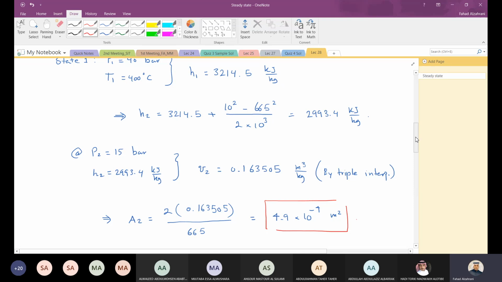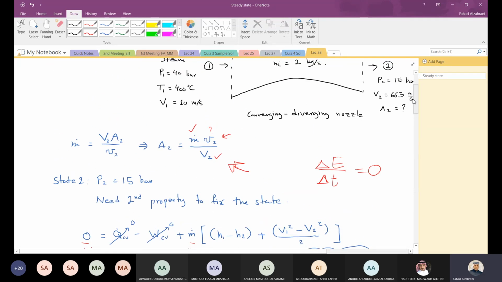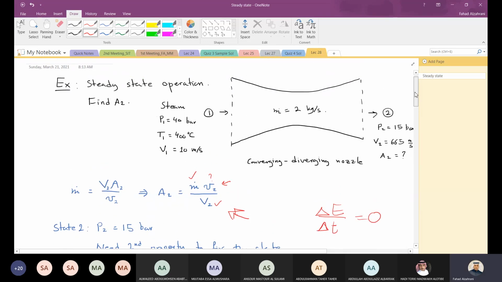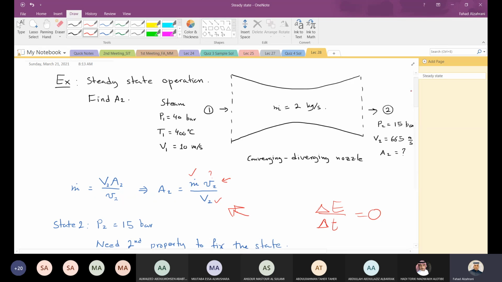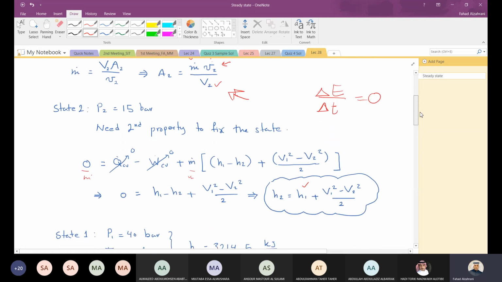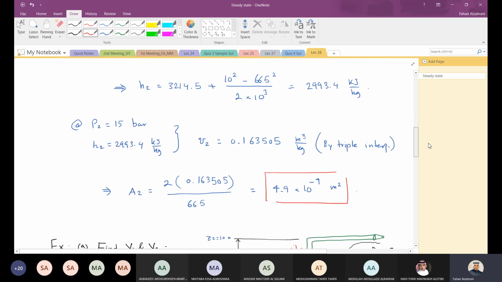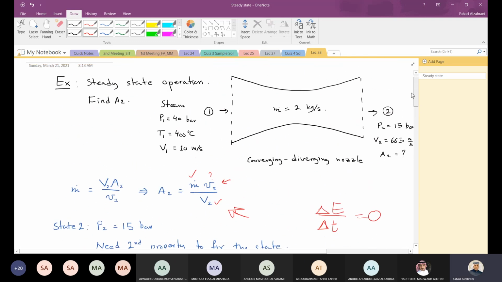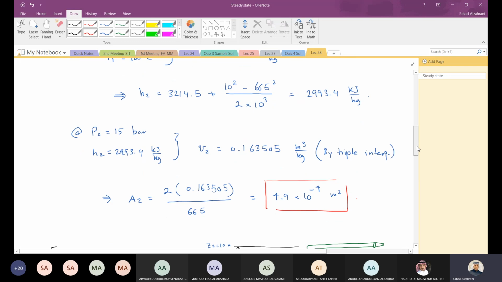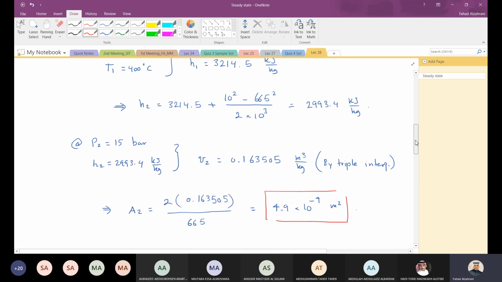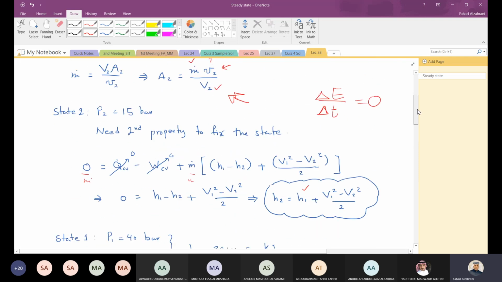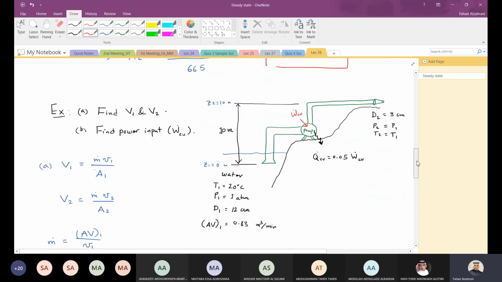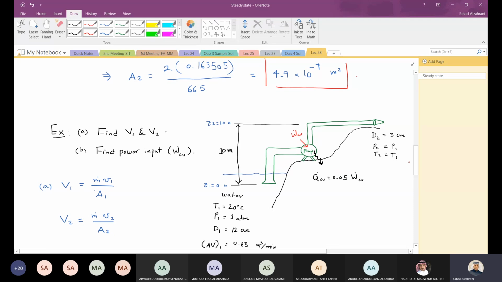Okay, any questions here? Any questions about this example? You see, it's a simple example, but it requires the use of the mass flow rate equation and the energy balance equation, first law of thermodynamics. Okay? Questions before we move to another problem? طيب. The other problem here, ya shabab, is the following.